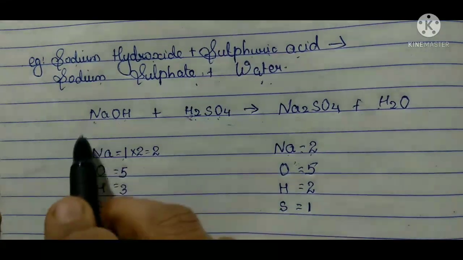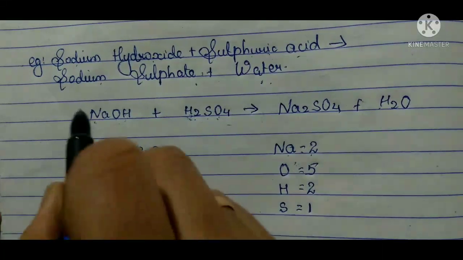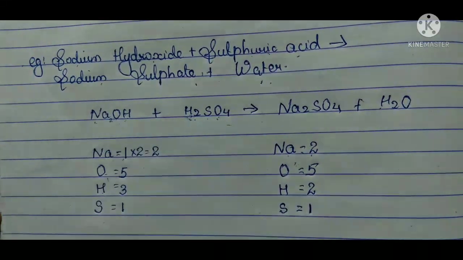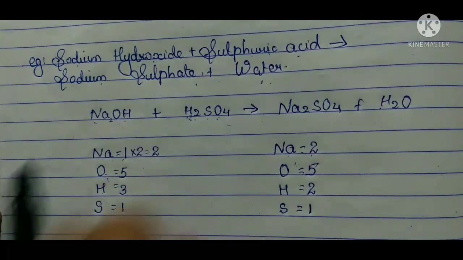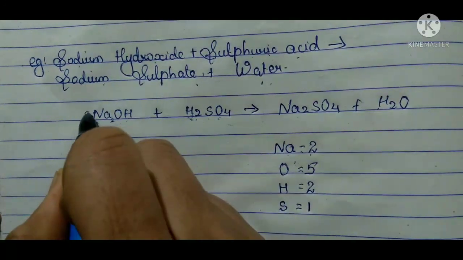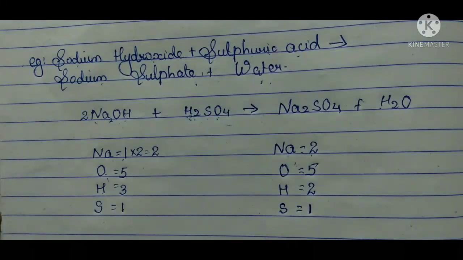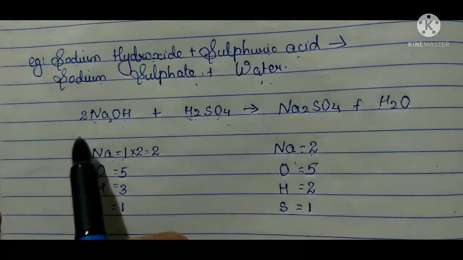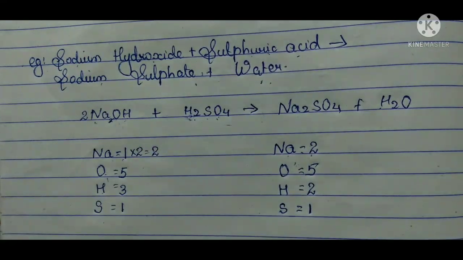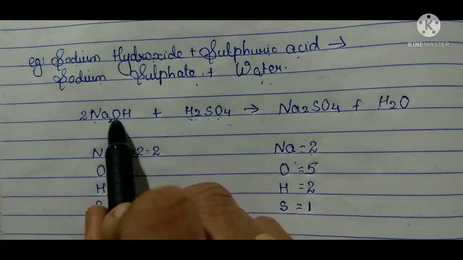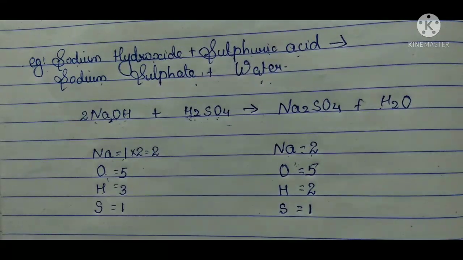Okay. So where is Na present? Na is present here. So I cannot write Na2 here. Why? Because Na2OH is not a molecule. So what do I have to do? I have to write 2NaOH. What do I have to write? 2NaOH. So when writing 2NaOH, immediately I found that the number of oxygen and hydrogen change.